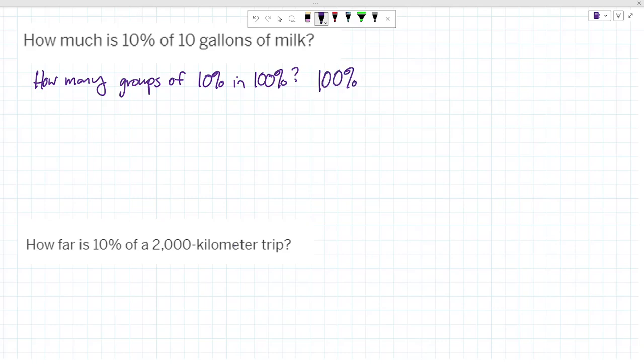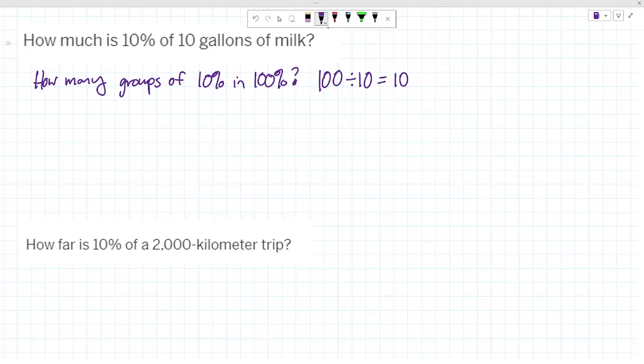That's a division problem, right? Because we're asking how many groups of a certain size are in some whole collection of things. So 100% divided by, and really we can just think of this as 100 divided by 10. What's that? 100 divided by 10, that's like saying 10 times what equals 100. 10 times 10 equals 100. So 100 divided by 10 is just 10.